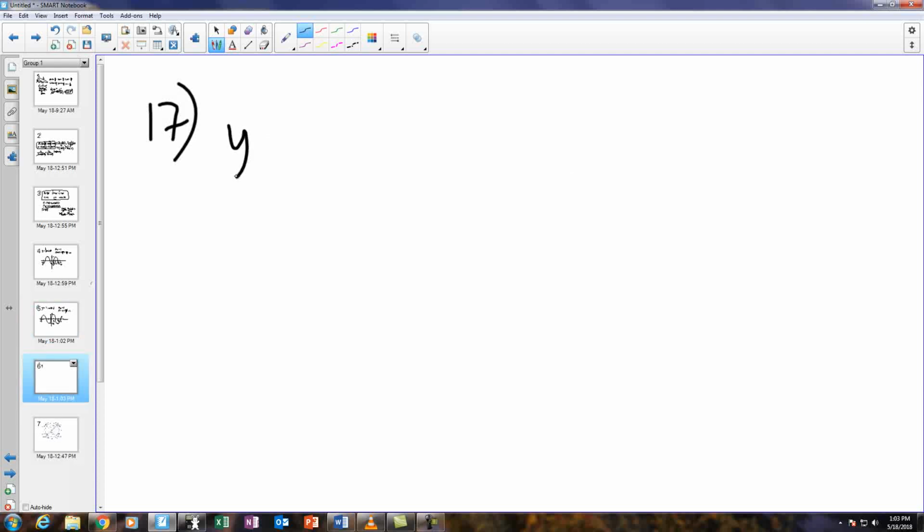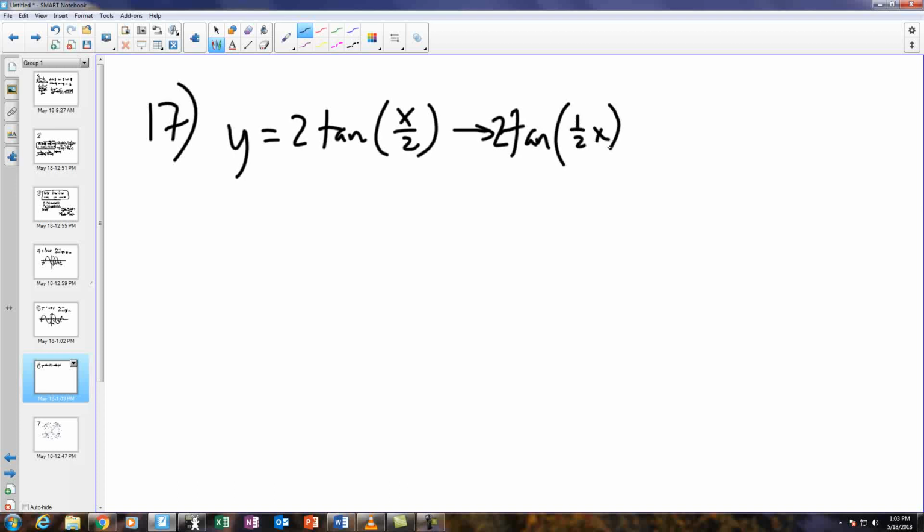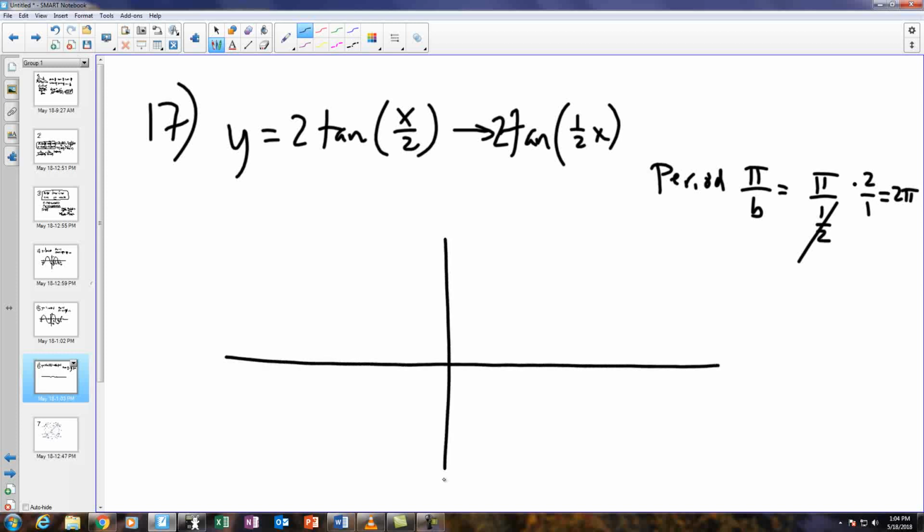Now 17 says y equals 2 tangent of x over 2. I'm going to rewrite that as 2 tangent of 1/2 x. When you talk about finding b, it's always important you realize it's what's multiplied by x. Well, x is being divided by 2, which is the same as multiplying by 1/2. There is no amplitude for a tangent wave. It's infinitely tall, but its period is always pi over b, which in this case is pi over 1/2, which we flip and multiply to make 2 pi. So my period on this tangent curve is going to be 2 pi.